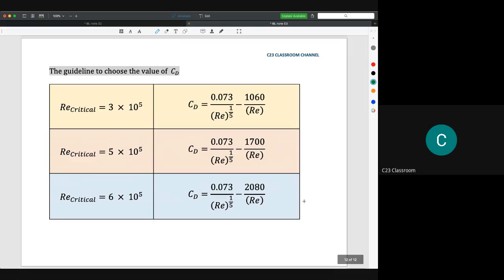So how do we choose the value of CD if we have laminar and turbulent boundary layers in one situation? Normally it is based on the critical Reynolds number. If the critical Reynolds number is 5 times 10 to the power of 5, we take this value. If the critical Reynolds number is increased to 6 times 10 to the power of 5, then we have this one. So if the critical Reynolds number is increased, we need to change the value of these terms. This term is not calculated mathematically; it depends on experimental values. It is some kind of curve fitting.